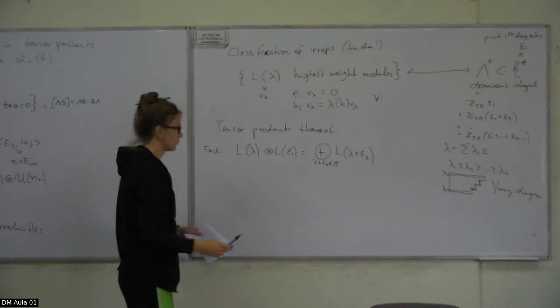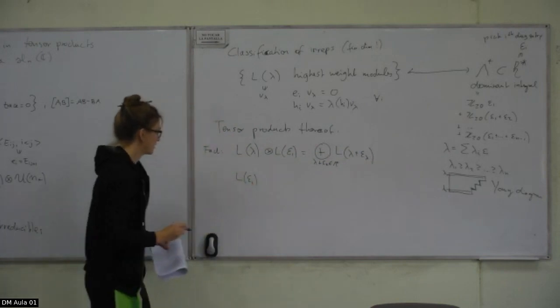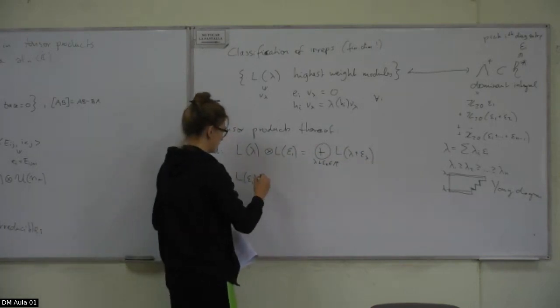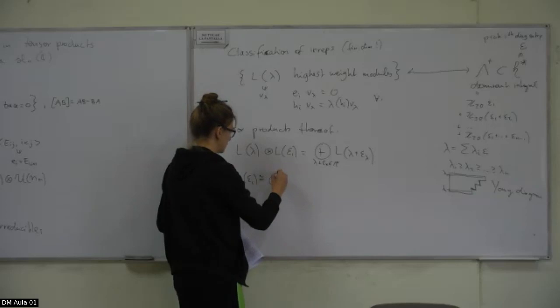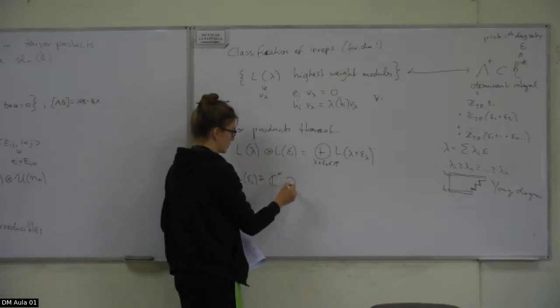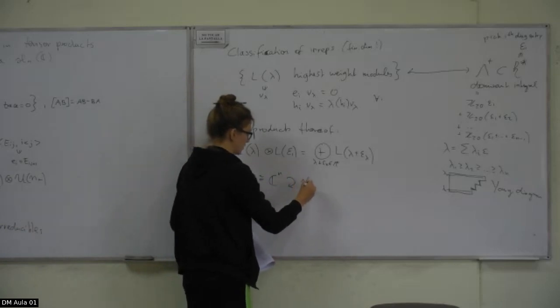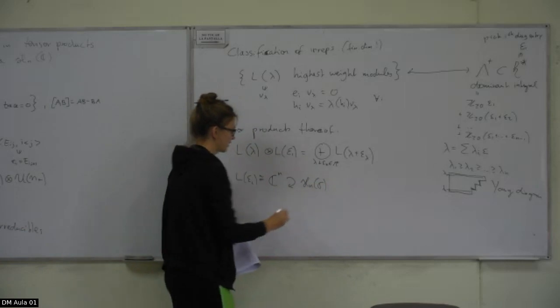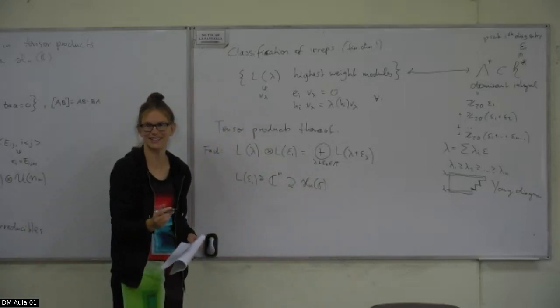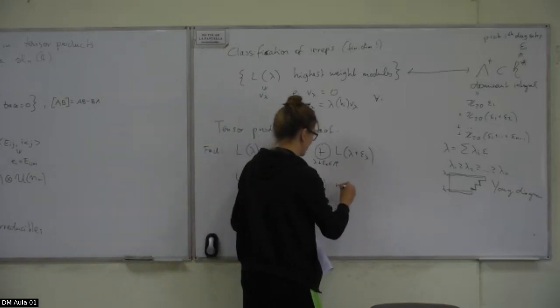Now, to just demystify this a little bit, this representation here can be realized as just the natural representation, the n-dimensional C vector space with SL_n(C) doing what it can do best, which is acting as matrices on vectors. So that's the natural representation.